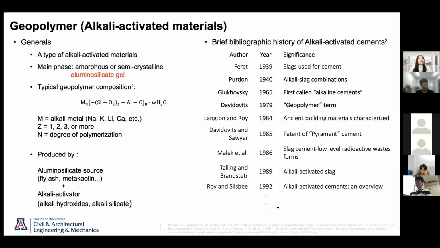SCMs make alkali activated materials with abundant aluminosilicate sources. For those reasons, the main chemical phase is aluminosilicate gel. The chemical structure is similar to a gel, but alkali activated material has amorphous or semi-crystalline phases. The history of alkali activated cement is short. Metakaolin was first used for making geopolymer, and fly ash has only recently started to be used.